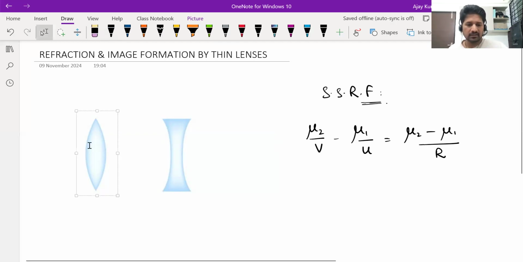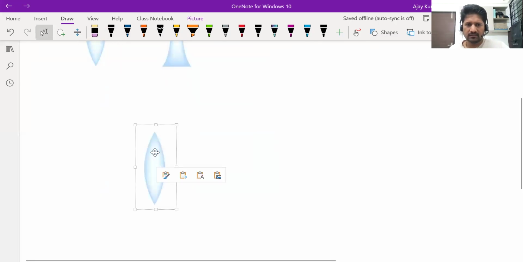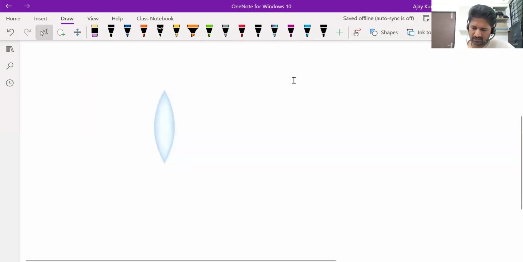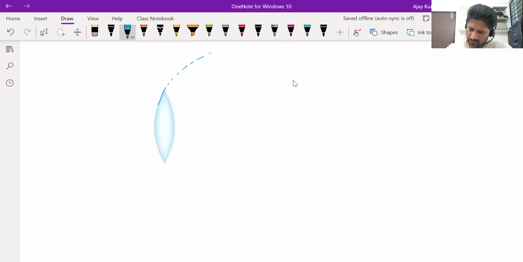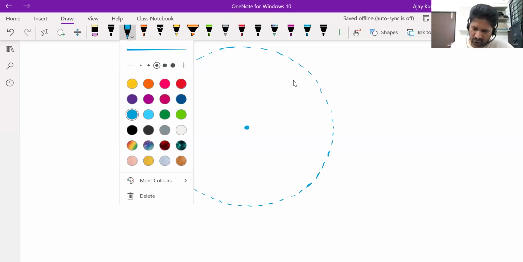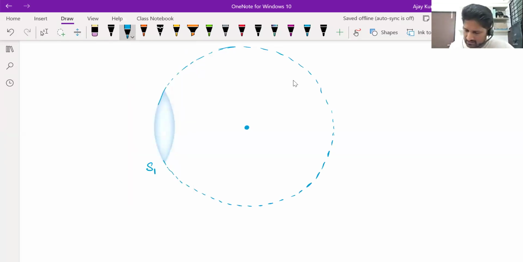Now consider a lens like this. Let's consider a convex lens. Actually, we should call it biconvex because both faces are bulging out. So it's a biconvex lens. Now the left surface of the lens can be assumed to be part of a sphere like this. The left surface is part of this sphere and its center is somewhere here. Let's call the left surface S1. This is the center of curvature of that surface. We'll call it C1.